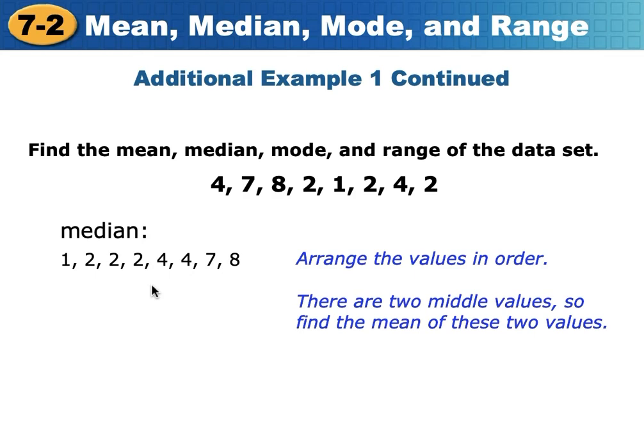Now there are two middle values in this case. So to find the median, you need to add the two values. Counting from the left and counting from the right, it leaves 2 and 4 as the central numbers, the numbers at the middle. Then we add these two and divide by 2. Adding these, we get 6. 6 divided by 2, we get 3. So 3 becomes our median.